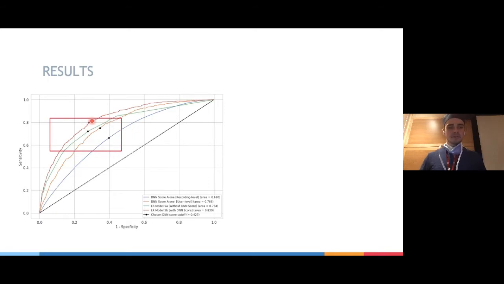But here's where it gets really interesting. You have the red curve where I took the logistic regression model and combined it with the digital diabetes score. And you can see that's how you achieve the greatest performance, an area under the curve of 83, which is comparable to A1C for screening for diabetes. Fasting plasma glucose is slightly higher, but it's comparable to the biological blood tests used for diabetes.